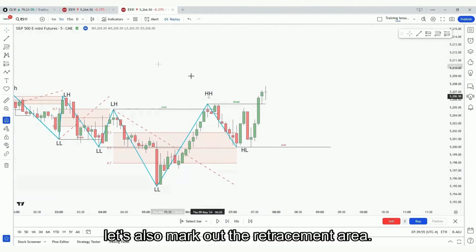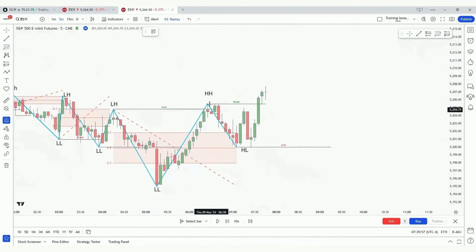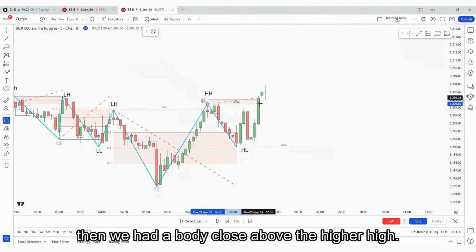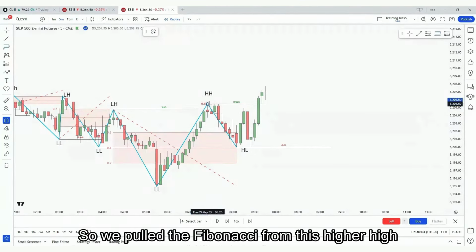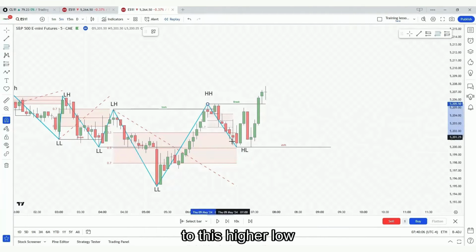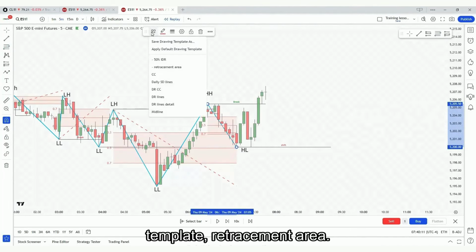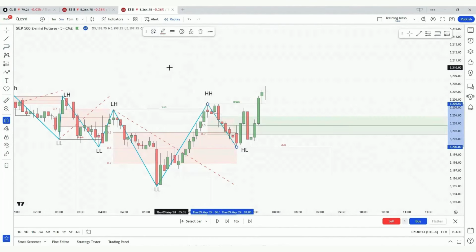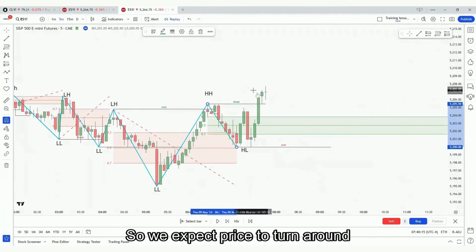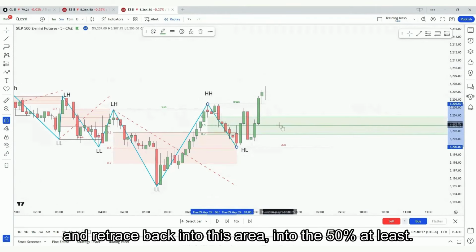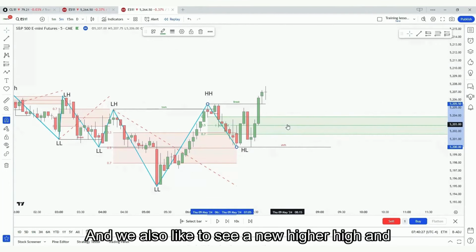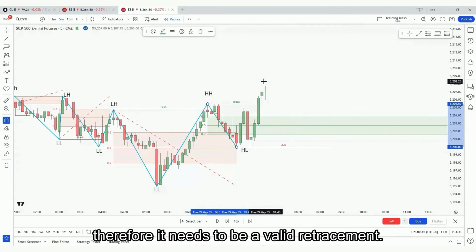Let's also mark out the retracement area. So we had this higher high. Then we had a body close above the higher high. So we pull the Fibonacci from this higher high to this higher low. Template, retracement area. So we expect price to turn around and retrace back into this area, into the 50% at least. And we also like to see a new higher high, and therefore it needs to be a valid retracement.